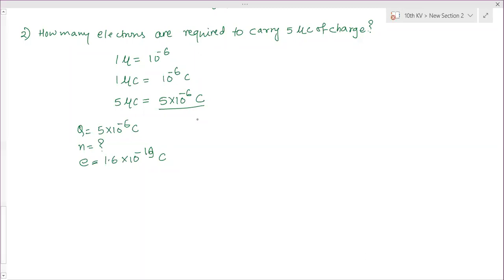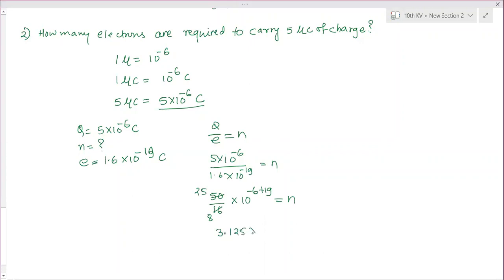So here Q by E is equal to n. 5 into 10 to the power minus 6 divided by 1.6 into 10 to the power minus 19 is the value of n. So this is 50 by 16 into 10 to the power minus 6 plus 19 is equal to n. 50 by 16: 2 8s are 16, 2 5s are 10, 8 3s are 24. 3.125 into 10 to the power 13 is equal to n. These many electrons are needed to carry 5 microcoulomb of charge.